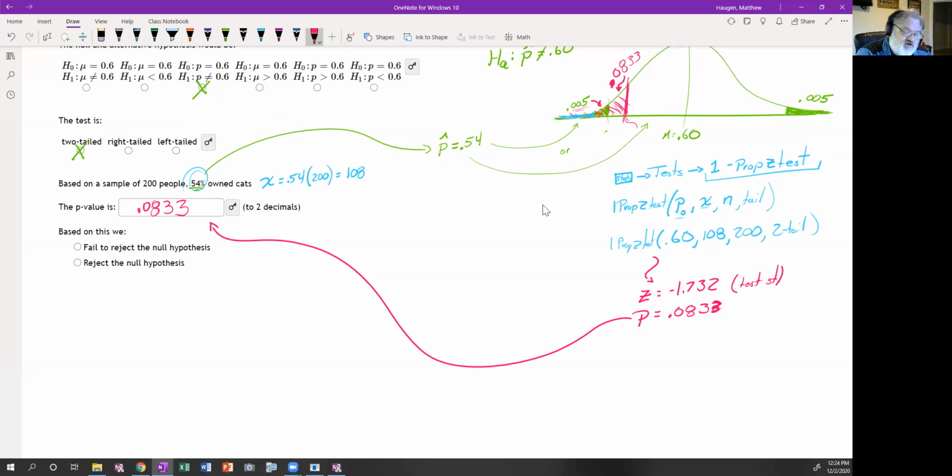Not only is this bigger than our tail size, it's a lot bigger than our tail size. It's like 16 times as large. Fair?